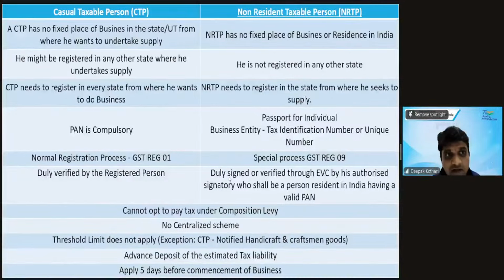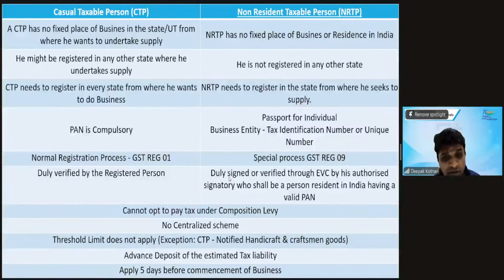Input tax credit, a casual taxable person can claim. An NRTP can claim credit of only the goods he's getting from outside India. For whatever he's purchasing locally, he will not get the credit. That is the difference between a CTP and an NRTP.